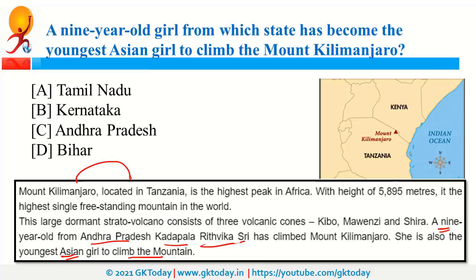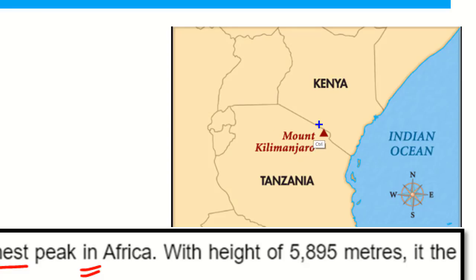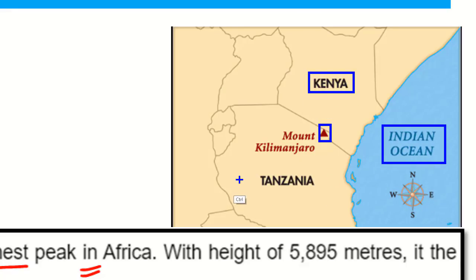Where is this mountain Kilimanjaro? It is in Tanzania and it is the highest peak in Africa. So as you can see, this is the Mount Kilimanjaro. This is Kenya, this is Indian Ocean and this is Tanzania. So this is African continent.